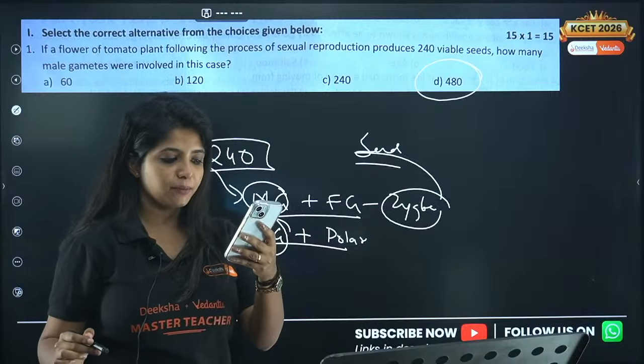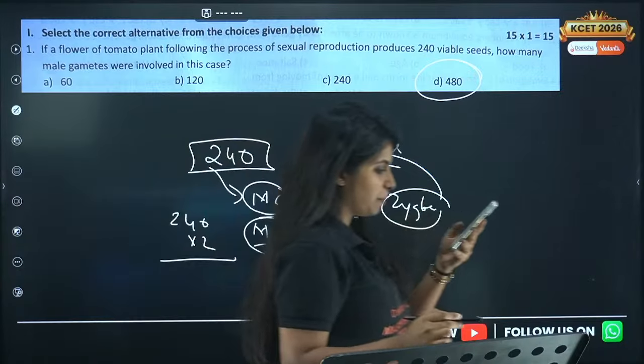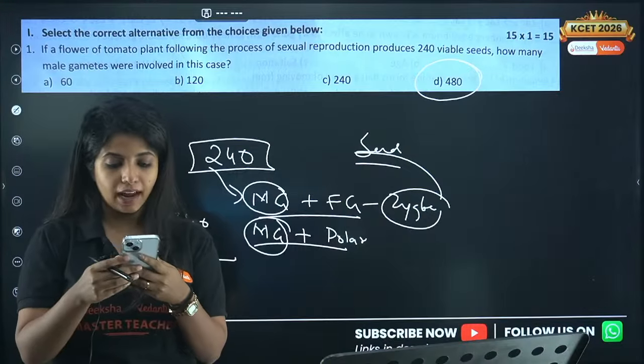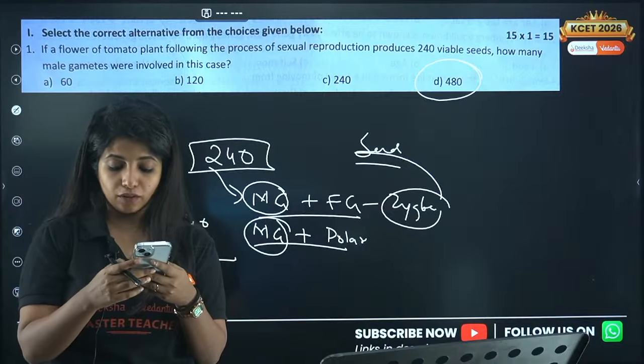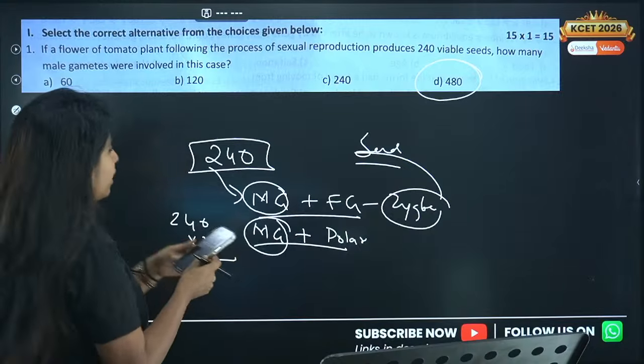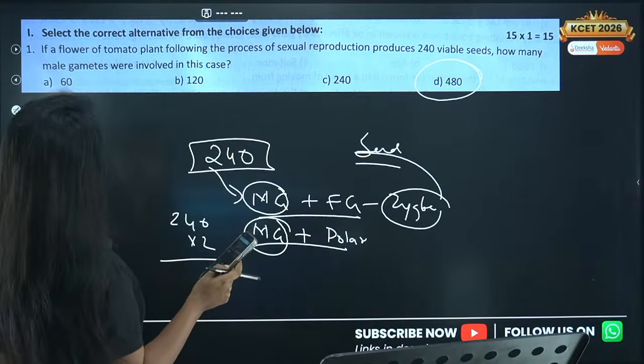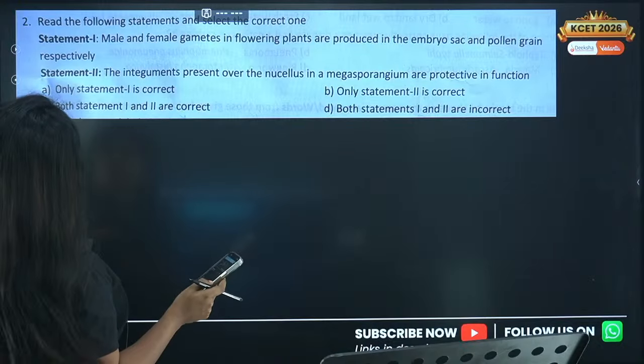D is your answer. Meenakshi is saying paper was very tough. Is it? Yeah, MCQ questions were actually very thoughtful. But the other questions, 5 marker, 2 marker, I think it was on the easier side. Okay, but anyways, let's go ahead. Next question.